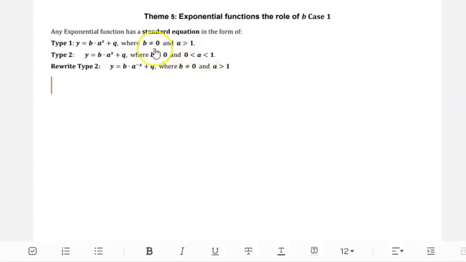This is the first video of 6 cases of different values of B and Q and A. In all the cases, I've included the standard equation of an exponential equation, type 1, where A is greater than 1, and type 2, where A is a fraction, and we rewrote it as A to the minus x, where A is greater than 1.